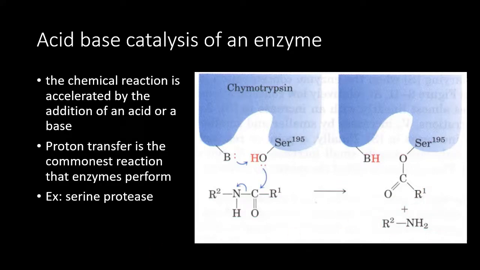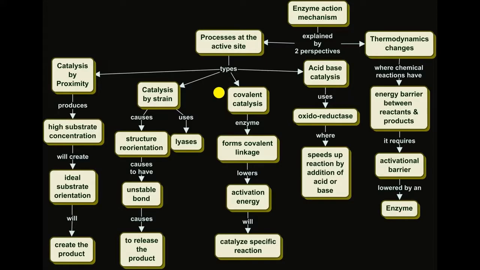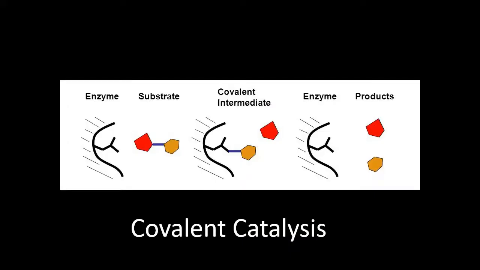The other enzyme action mechanism is the type called covalent catalysis. This is where the enzyme forms a covalent linkage. This covalent linkage can lower the activation energy and thus will catalyze the specific reaction and release the product. This is how the covalent catalysis looks like.